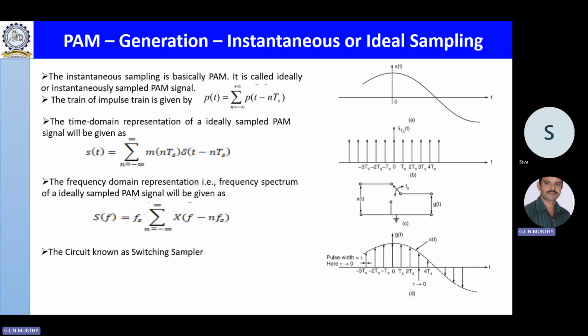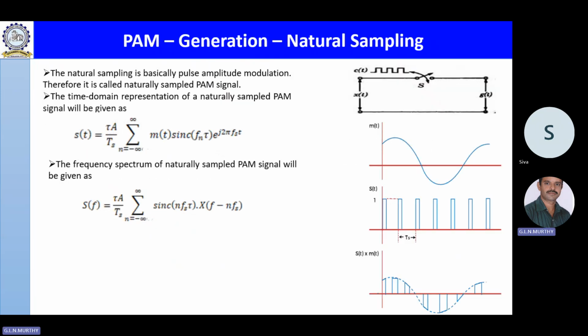Coming to these mathematical expressions, I mentioned already. We have x of t, the message signal. Delta Ts of t is the periodic impulse train. They are multiplied in time domain. So multiplication in time domain equals convolution in frequency domain. So this will be the spectrum of the ideally sampled signal, which is practically not possible. That is why we go for natural sampling. Is it clear? There are three techniques for generating a PAM signal: ideal, natural, flat top.